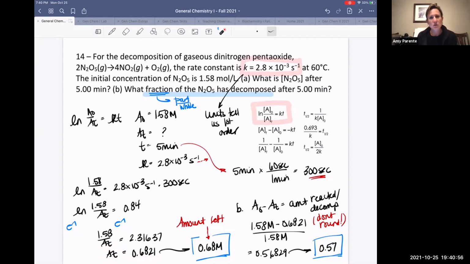Okay, rounding to 2 significant figures, because that's what I have here, is going to give me a final answer of 0.68 molar. Now, if you rounded it to 1 significant figure, because somehow you looked at this, that's okay. So I always give you plus or minus 1.